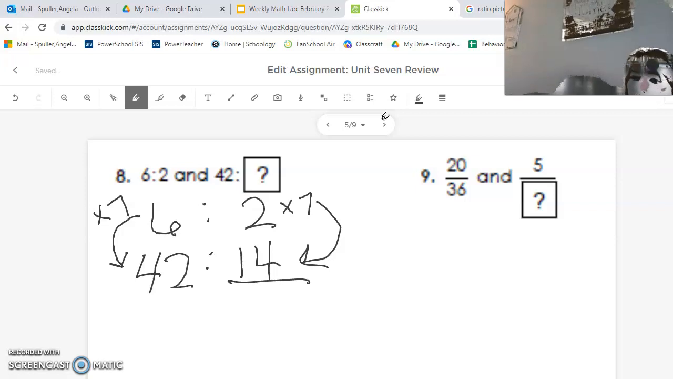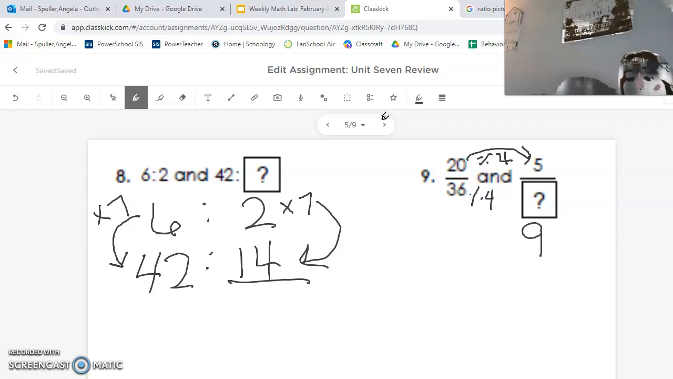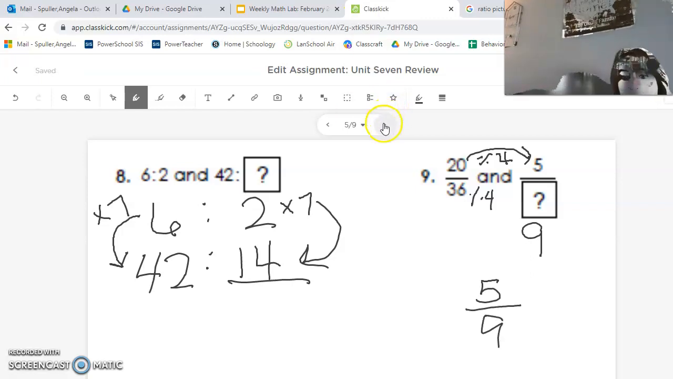Okay. Then 20. How did I get it to be 5? Well, I divided, because I had to make it smaller, so I divided by 4. So if I come down here and I divide this by 4, 36 divided by 4 is 9. So the answer would be 5 to 9. Great job.